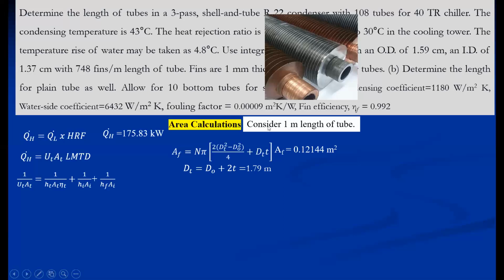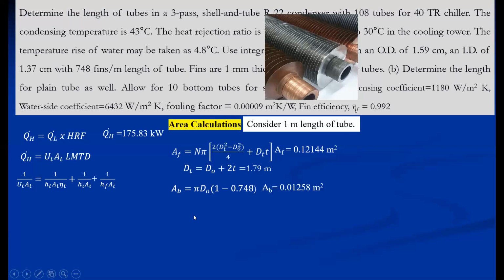This is the area of only the fin. But we need the area of the fin plus the bare tube area. The bare tube area we can calculate, that is pi Do L, where L is 1 meter. But in this 1 meter length there are 748 fins, and each fin has a thickness of 1 mm, so 1 into 10 to the power minus 3. So 1 minus 0.748 gives the length available for the bare tube. So that is the space area, the area of the space.